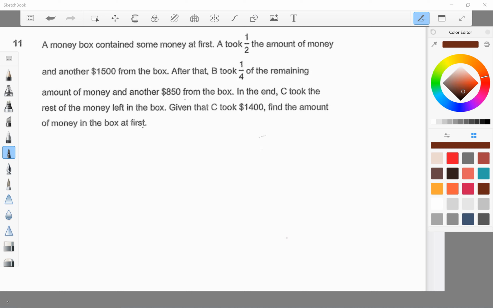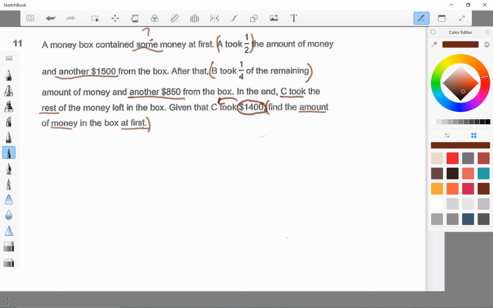A money box contains some money at first. So, sum, question mark. A took half the amount of money, followed by another $1,500. After that, B took 1/4 of the remaining, and another $850. In the end, C took the rest. And given that C took $1,400, find the amount of money in the box at first.